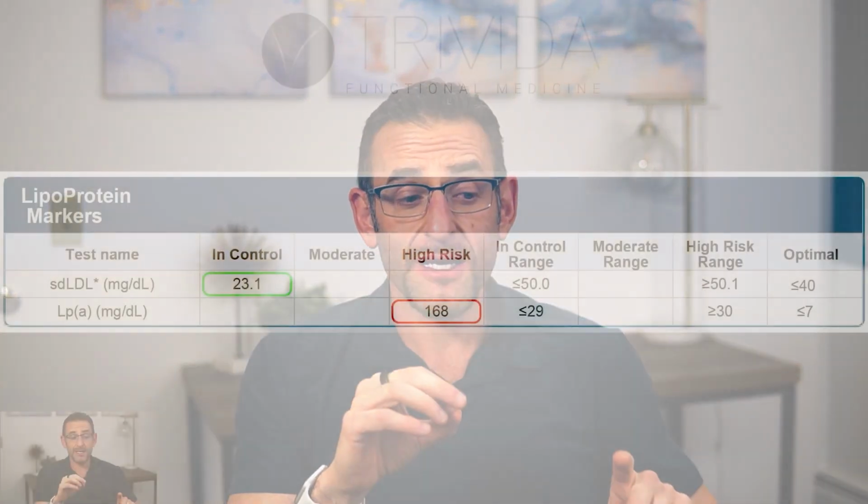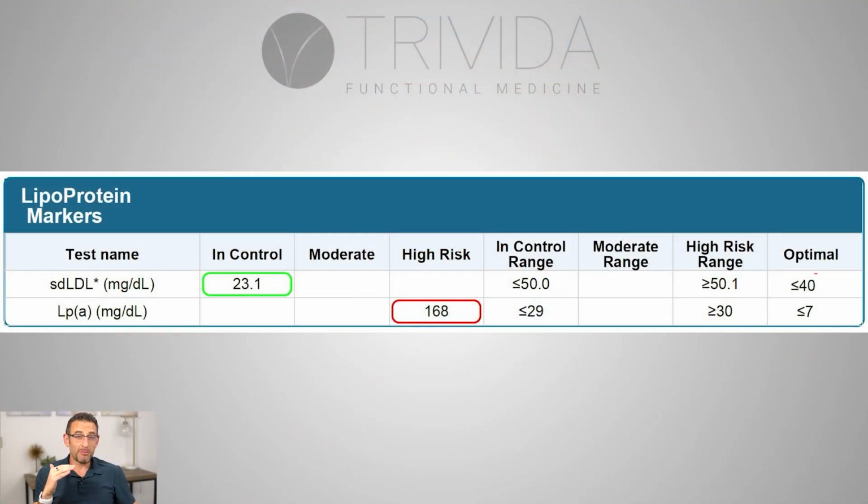The more it can penetrate the artery, the more it can cause arterial inflammation, the more plaque it can create. So I like to see this number below 45. If you're below 45, that's great. If you're above 45, we need to do some things to help change the size, shape, and production of your cholesterol. There are a lot of different things we can do, including lifestyle, supplementation, and medication if we need to.